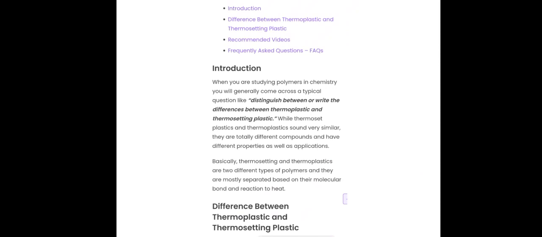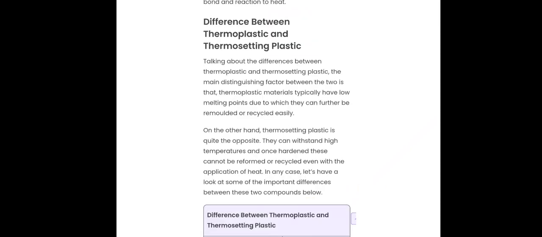If you distinguish between thermoplastics and thermosetting plastics, we will have some very important differences. The distinction between thermoplastics and thermosetting plastics is mainly dependent on various important characteristic properties as well as their applications. Let us go through the differences between thermoplastics and thermosetting plastics.